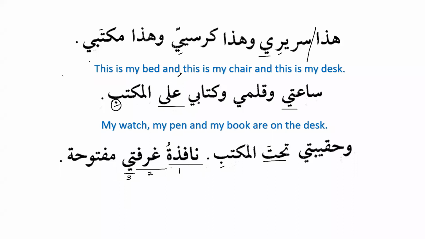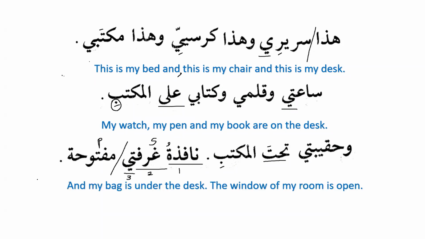So nafidatu ghurfati maftuhatun. Nafidatu ghurfati will be the subject, and maftuhatun will be the predicate. And my bag is under the desk. The window of my room is open. When we look at the translation, the window of, that means this is an idafa construction.